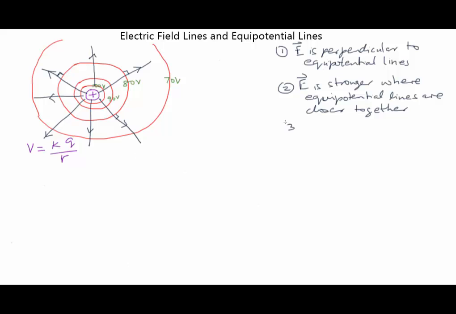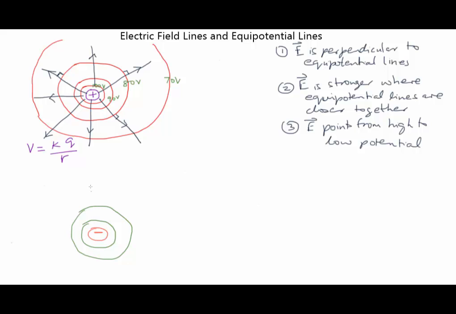The third thing we see here is the electric field always points from high to low potential. So to take another example to drive this point home, if I had a single negative charge, I would have equipotential lines that are circles around it, again denser, closer to the charge, and moving farther away as I move farther away from the charge.